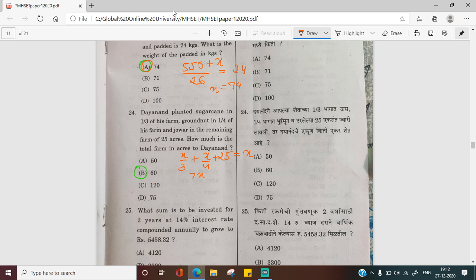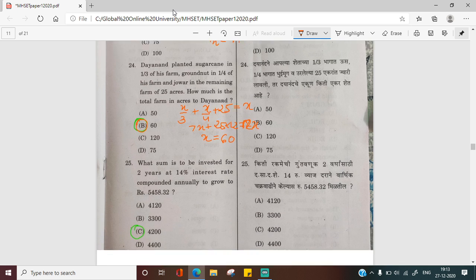This is 7x plus 25 into 12 equals 12x. So when you solve this, you will get x as 60. So Dayanand has a total of 60 acres of land.